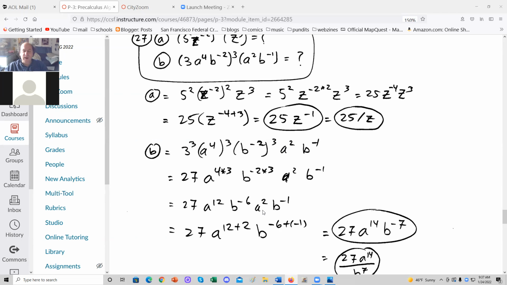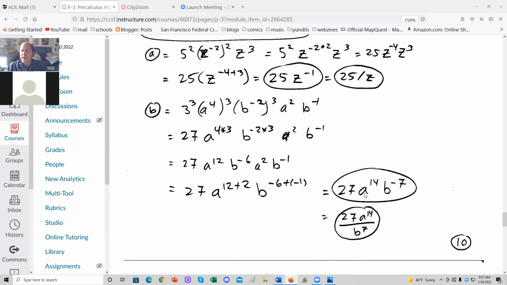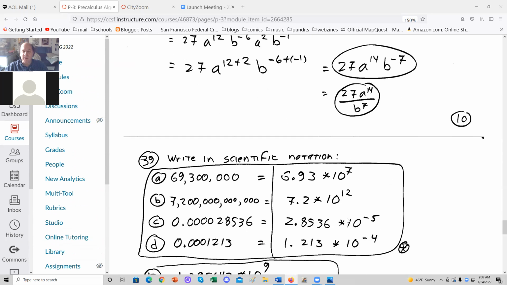These two powers of a, you add the exponents, 12 plus 2. These powers of b, you add the exponents, negative 6 plus negative 1. Get it all together, you get 27, a to the power 12 plus 2 is 14, b to the power negative 6 plus negative 1 is negative 7. 27, a to the 14th, b to the negative 7. And last step, we write this negative power in the denominator as b to the 7th. So you get 27, a to the 14th over b to the 7th.